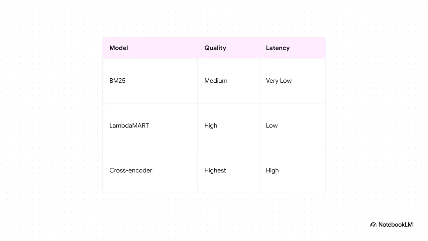We don't just blindly use the smartest model for everything. We start with BM25, which gives us decent medium quality with very low latency. Then, we pass those narrowed-down results to an industry workhorse called LambdaMart, which is a learning-to-rank model that pushes the quality way up while keeping the latency low. Finally, for just the absolute top tier of results, we unleash a neural cross-encoder. It provides the absolute highest possible quality for deep query-document interaction, but its latency is super high, so we have to use it incredibly sparingly.